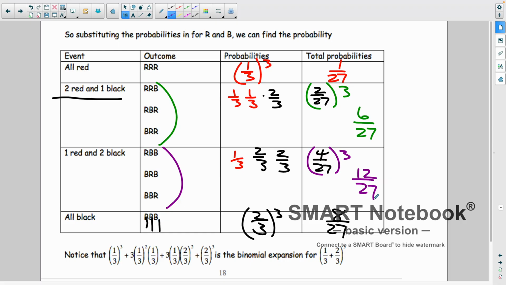Do something for me real quick. What's 8 plus 12 plus 6 plus 1? 8 plus 12 is 20, plus 6 plus 1 is 27. Is this all the probabilities? 27 out of 27, that's everything that could possibly happen in this experiment, right? So I've got everything that possibly could happen there.